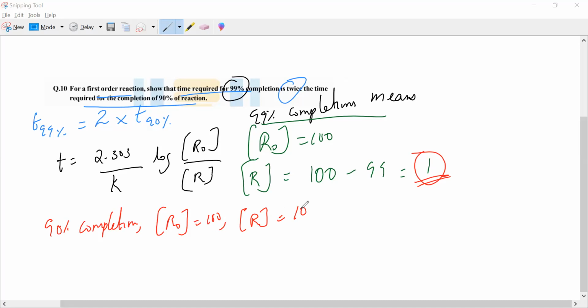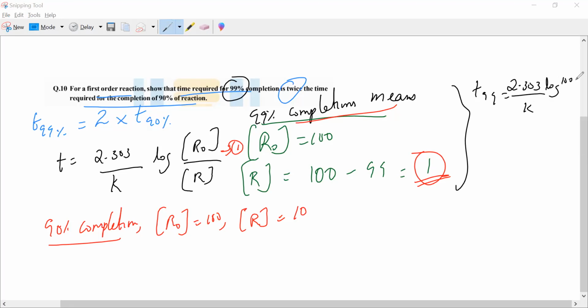Correct. So now I will substitute both these for 90% completion as well as for 99% completion. I'll substitute these values in this equation number 1. For the first one, 99% completion, what will I be getting? T99 is equal to 2.303 by K, K we don't know the value, log of what is my R naught? 100 by 1. Log 100 is what? 10 square. Correct? T99 is equal to 2.303 by K log 10 square.